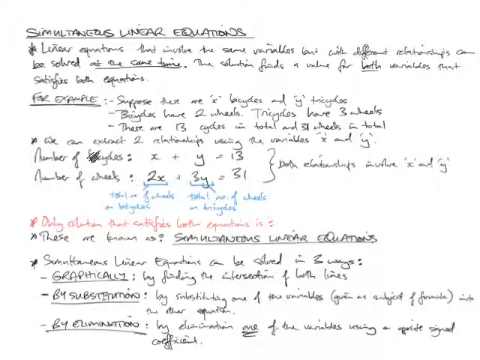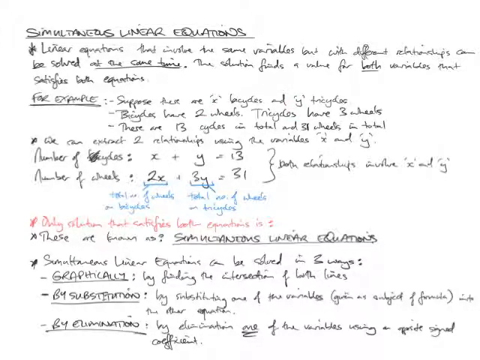Now, because x represents the number of bicycles and y represents the number of tricycles, the number of bicycles plus the number of tricycles is going to be 13, because we've been told there are 13 cycles in general. The other bit of information we know is that there are 31 wheels. So we can form a relationship that involves the total number of wheels and those two variables, x and y.